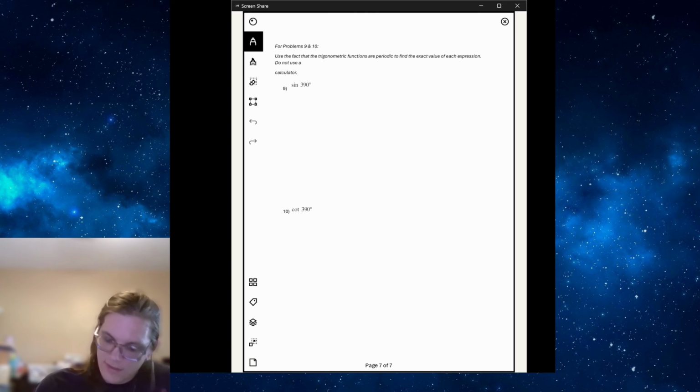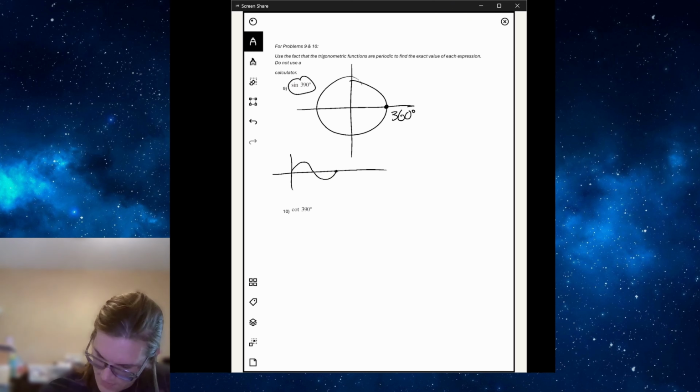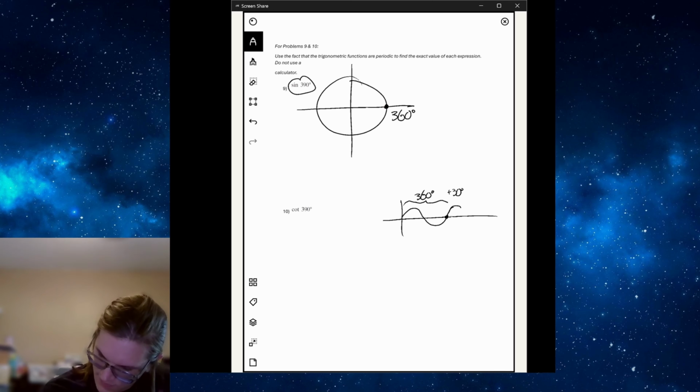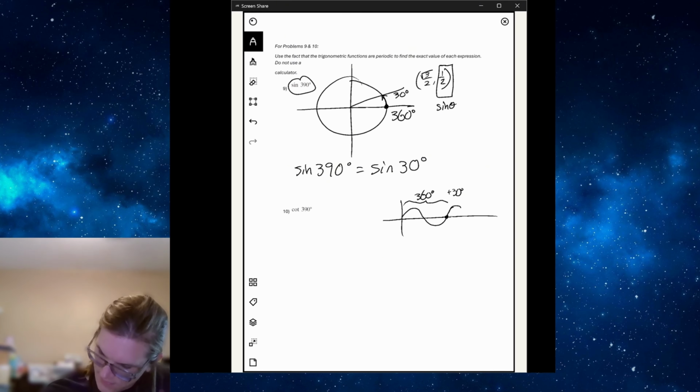That's it. And let's see what this one wants. Use the fact that trig functions are periodic to find the exact value of each expression. No calculator. Okay, if I have sine of 390, well, sine of 360 is the same as sine of 0. So I go all the way around, and the value of sine is just going to go through all its values, come back, same here. Go through all its values, come back to this point, start again. So if this is 360 degrees, this 360 degrees plus another 30 just has the values here. This is your sine right here. Sine of 390 degrees equals sine of 30 degrees, which equals 1/2.